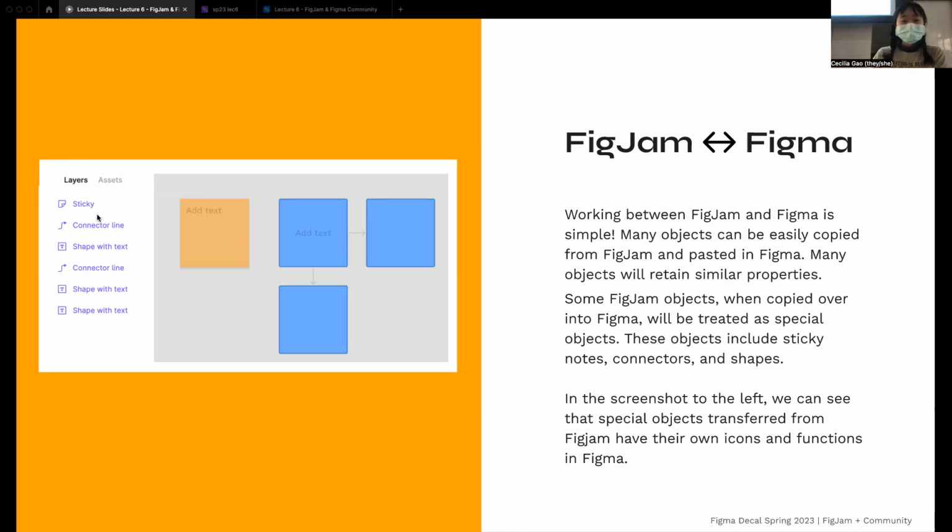A lot of times if I paste a sticky note or something from FigJam into Figma, it'll be listed as such. And you won't always have the same properties for all of these objects if you transfer it into a different type of file. But yeah, they are pretty transferable between FigJam and Figma, which makes that bond stronger and makes it easier to brainstorm and then design, or go back and forth between the two.